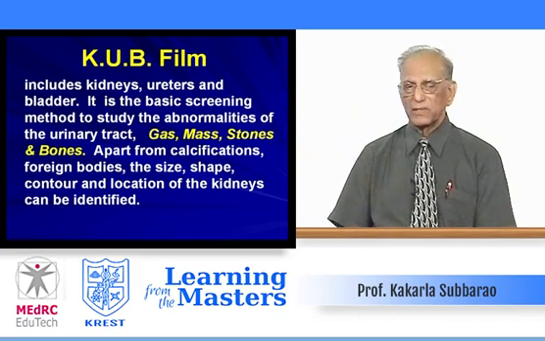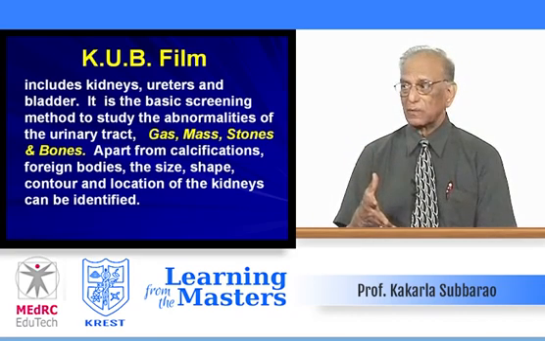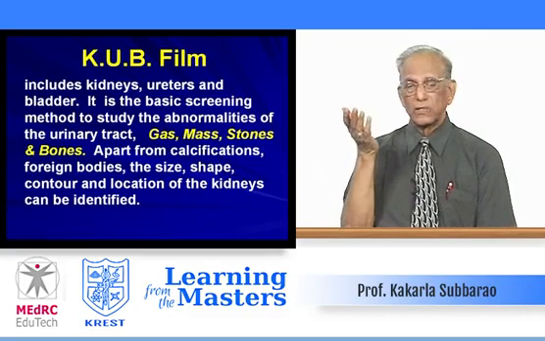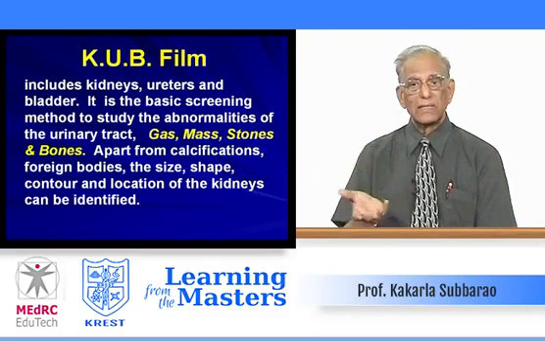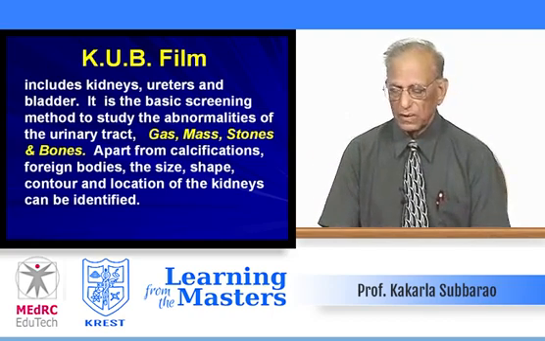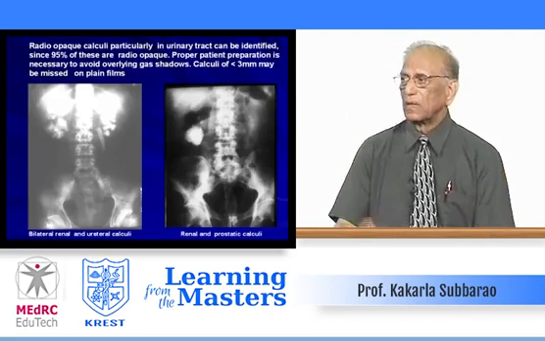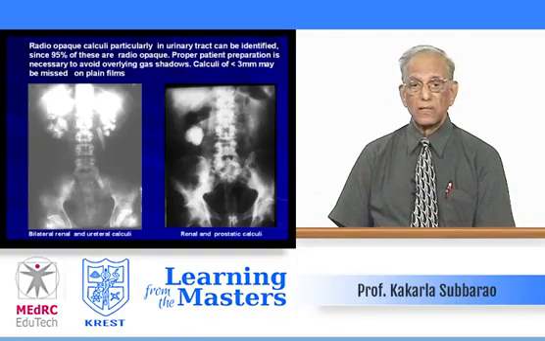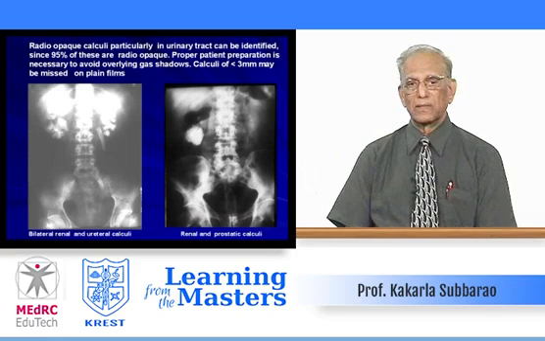Apart from calcifications, foreign bodies, swallowed pin, the size, shape, contour and location of the organs, particularly the kidneys, the spleen, the liver, could be assessed from preliminary KUB. Radiopaque calculi, particularly in the urinary tract, can be identified easily, since 95% of the calculi of the urinary tract are radiopaque, and only 5% consist of uric acid and the other cystine type of stones.